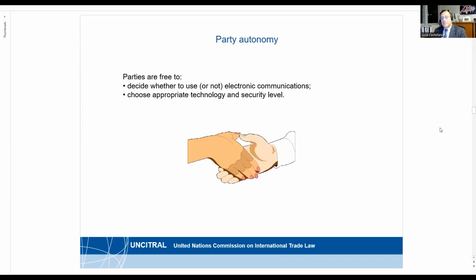Last but not least, the principle of party autonomy. And here the parties, especially business parties, are free to decide whether to use or not electronic communications and to choose the appropriate technology and security level. So we may decide that only a certain type of communication channel with a certain type of technical standards is considered reliable, or we may decide that on the other hand, any form of electronic communication, so email, instant messaging, voice messages, and so on and so forth, SMS, all can be accepted.